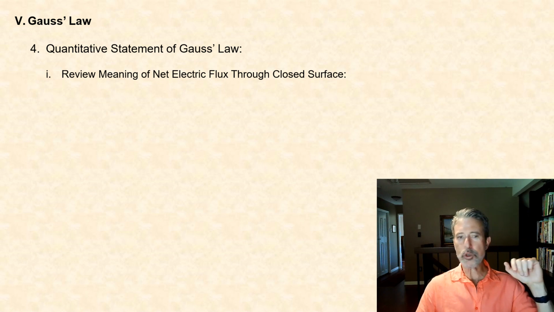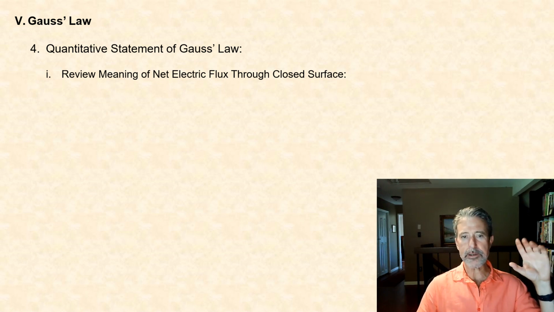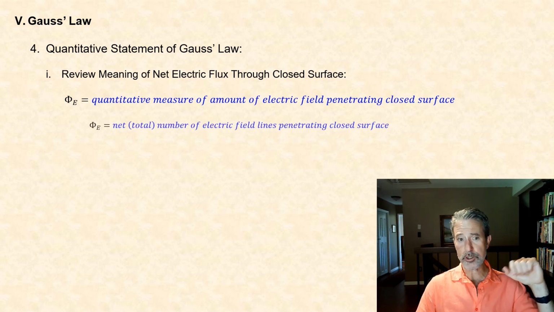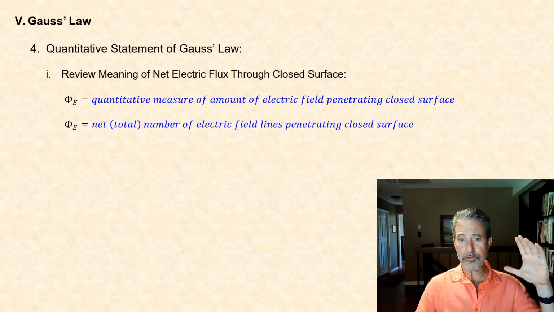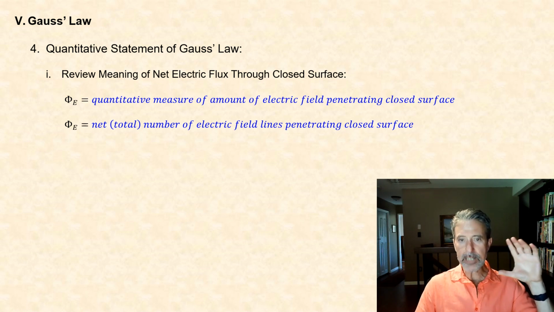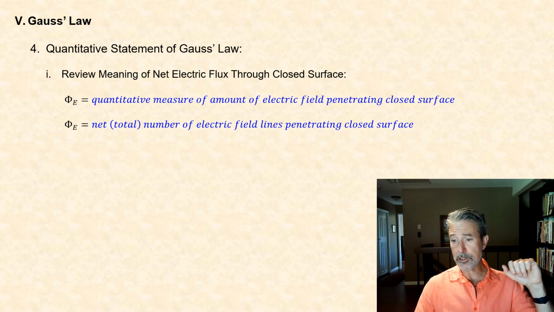So, reviewing the meaning of the net electric flux through a closed surface, we're saying that it is a quantitative measure of the amount of electric field penetrating the closed surface. And how do we measure the amount of electric field? By looking at the number of field lines. So we can alternatively say that the net electric flux through a closed surface is a measure of the net or total number of electric field lines penetrating the closed surface. And remember, we've got to take a look at both field lines entering the surface as well as leaving the surface.